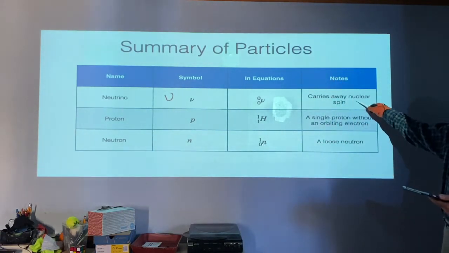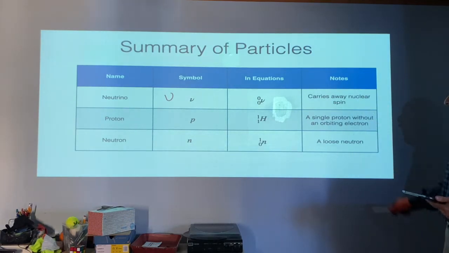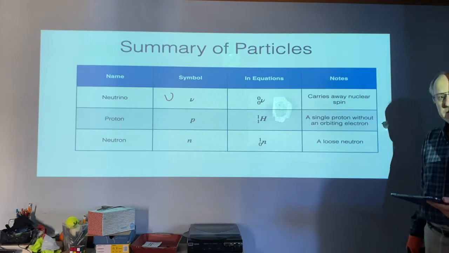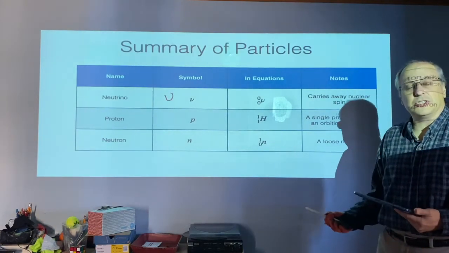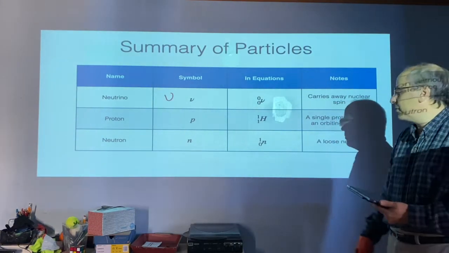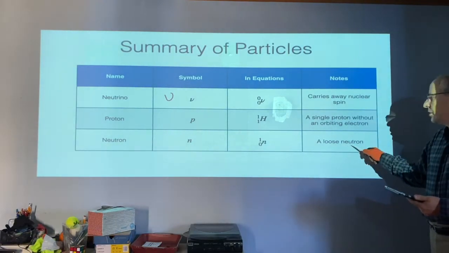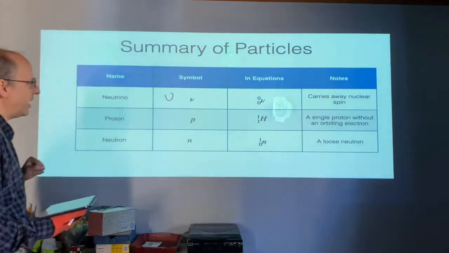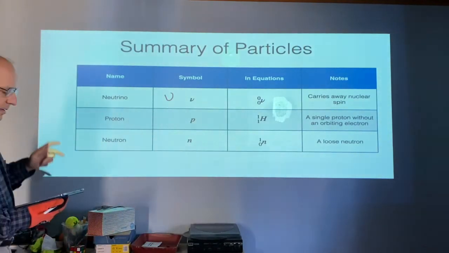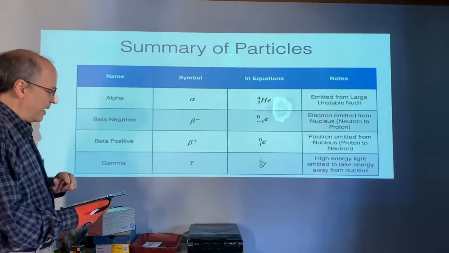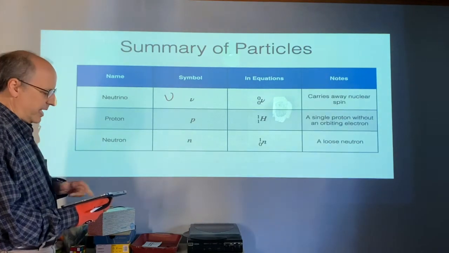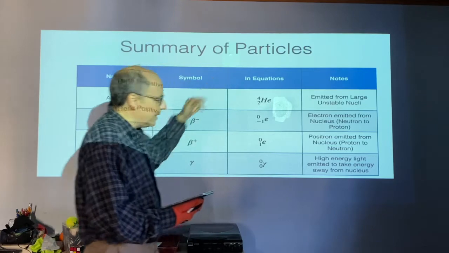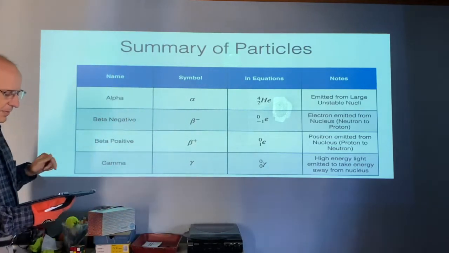Again, the neutrino carries away spin. This is a single proton without an orbiting electron. So it's not actually an atom, it's just a nucleus with just 1 proton. And this is just a loose neutron. All right? So again, pause if you don't have this chart completed. Make sure you know all these particles and can use them when you need to. This is the most important column because that's how we're going to write them in an equation.